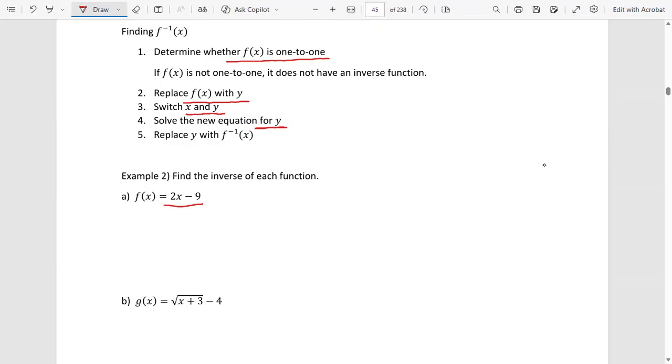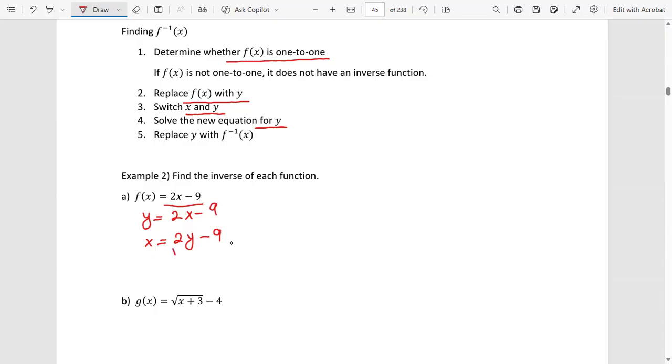After making sure that the function is 1-to-1, we need to replace f of x by y. Then we need to switch x and y, which means instead of y, we just write x. Instead of x, we put y. After switching x and y, we need to solve the equation and find the y. When we say solve for y, it means isolate the y.